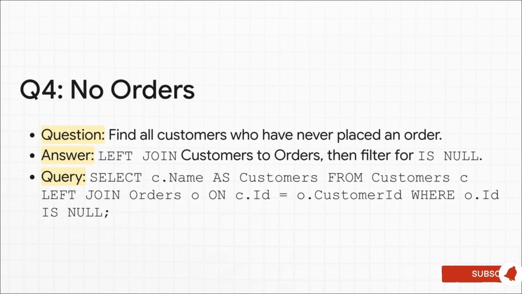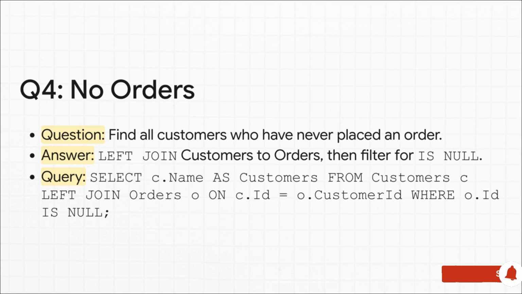Okay, let's switch gears a bit. Instead of finding what's there, let's find what isn't. You've got a customers table and an orders table. How do you pull a list of all the customers who have never, ever placed an order? This is another spot where left join is the absolute hero. The game plan is simple. You start with customers and left join orders using their common ID.